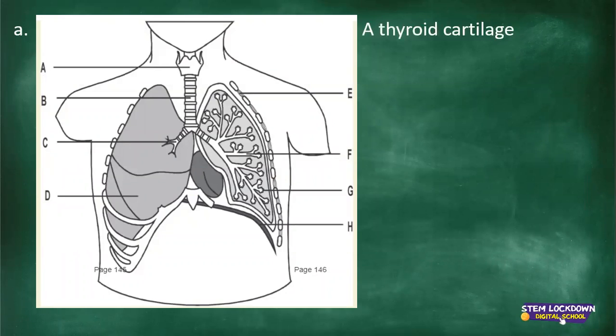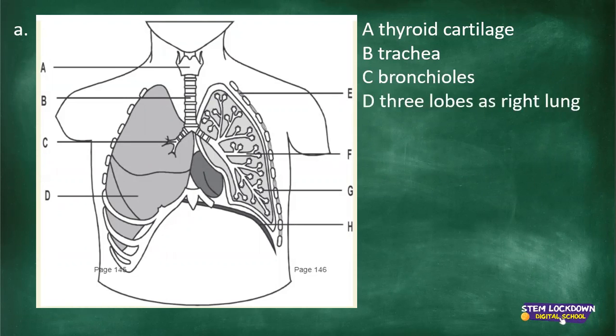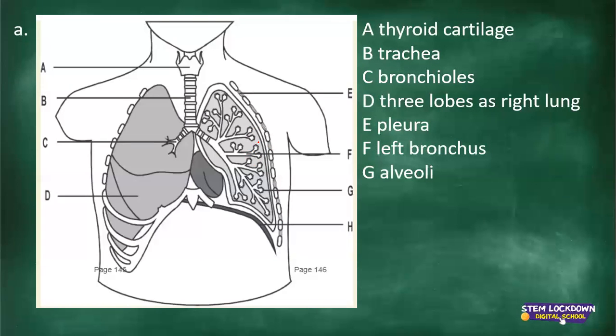Labeling this diagram, A is the thyroid cartilage, B is the trachea, C is the bronchioles, D are the three lobes of the right lung. This is the right lung. D is the pleura. F is the left bronchus. F is the left bronchus over there, it's like those branches. G is the alveoli. That's the most distinct structure you should actually remember. H is the diaphragm.